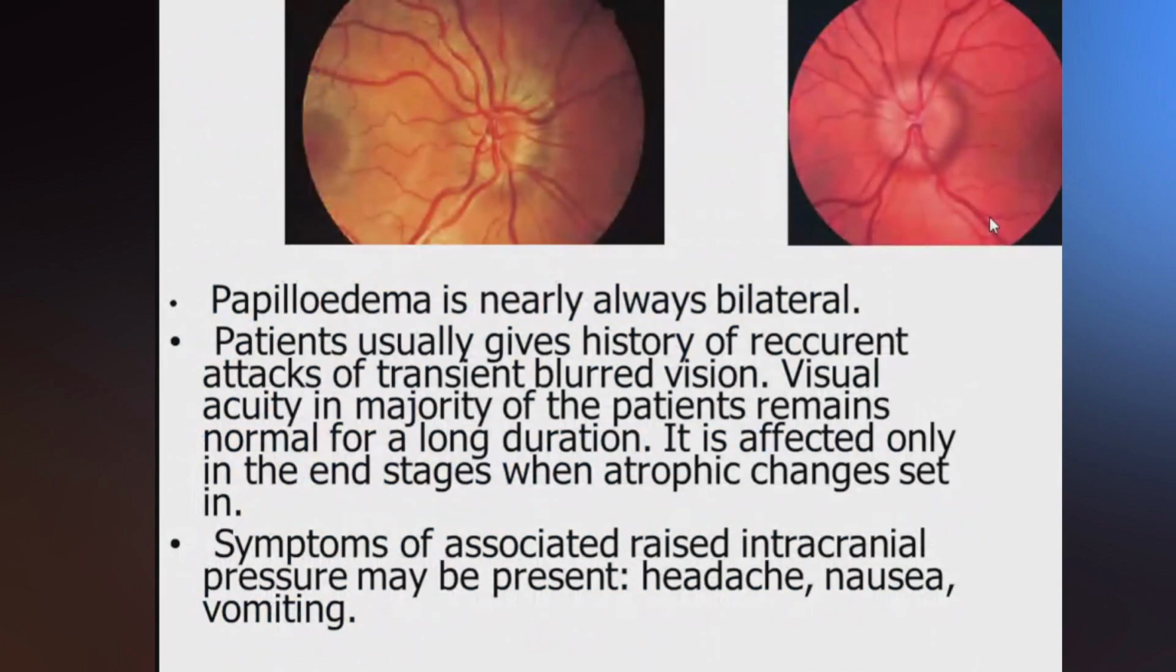Look at these pictures. These are the pictures of the fundus of the eye with the papillar edema. You see the optic nerve head edematous, veins are dilated. Papillar edema is always bilateral, affecting both eyes. And patients usually give a history of recurrent attacks of transient blurred vision. Visual acuity in early cases is usually normal.